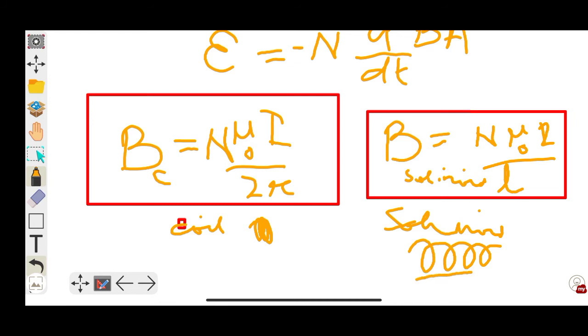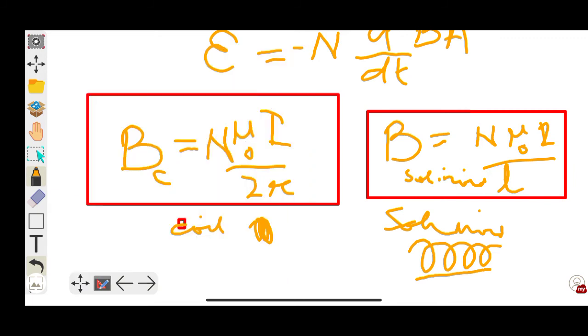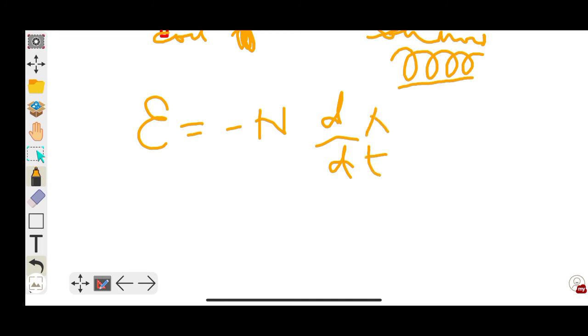It does have a length. So in this case we were having a solenoid, so I'll accordingly write the expression for magnetic field due to a solenoid. So therefore your EMF could be written as minus n, then d by dt of the expression for magnetic field, that is n number of turns into mu naught into I upon L. L is the length of the solenoid.